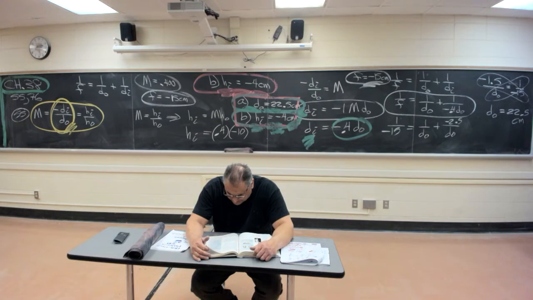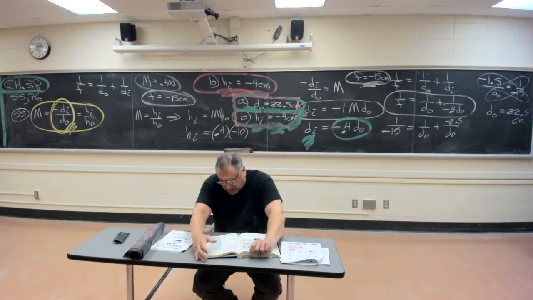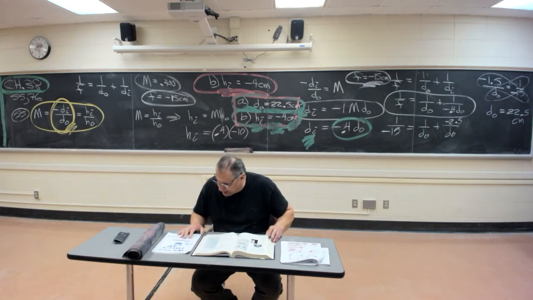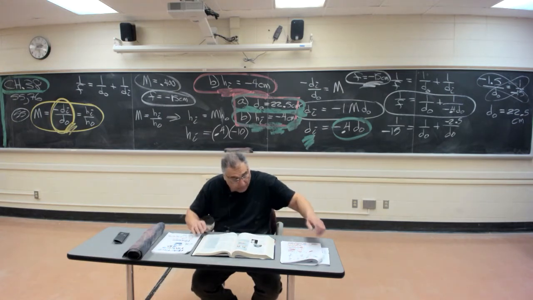B, is the final image formed by the two lenses real or virtual? C, what is the magnification of the final image? D, is the final image upright or inverted? Okay, there's a lot there. There's A, B, C, D. Let's take a look at this and see how it's going to proceed for us.